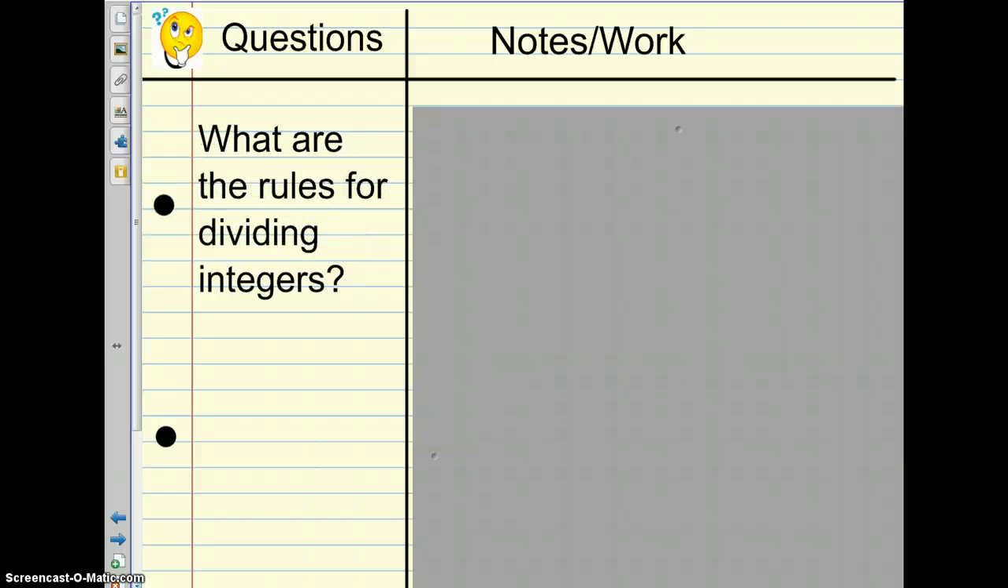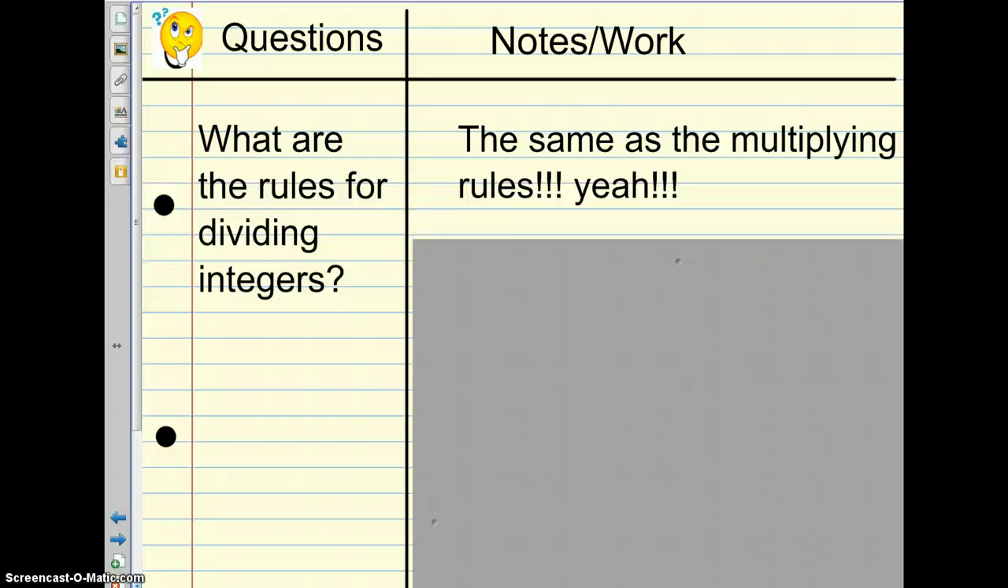What are the rules for dividing integers? Well, it's kind of nice. They're the same rules as multiplying. Yay. So if one number is negative, the answer is negative. If both are negative, the answer is positive. They're the same sign.